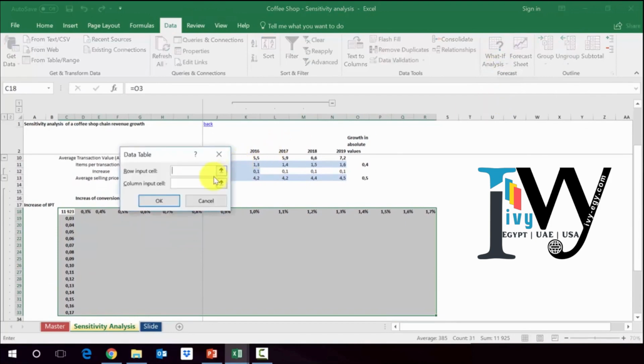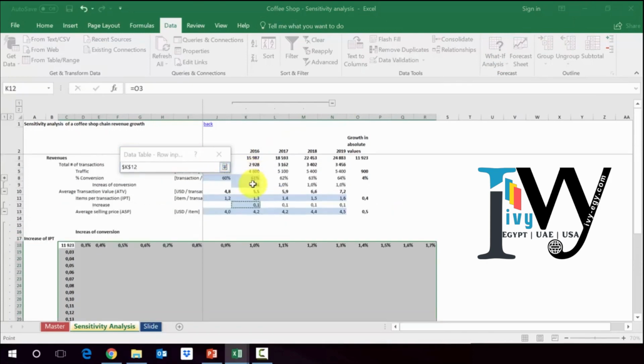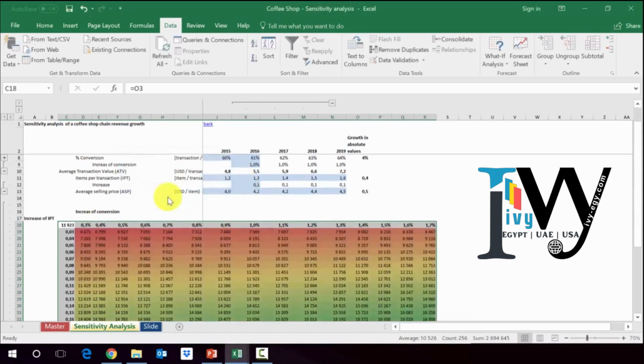And here it will ask you where to put the row input and where to put the column input. So the row input would be K9. So this is the conversion, because from the row it has to put in the conversion. And then the column input is the IPT, so K12. Then you press OK, and we get the results.